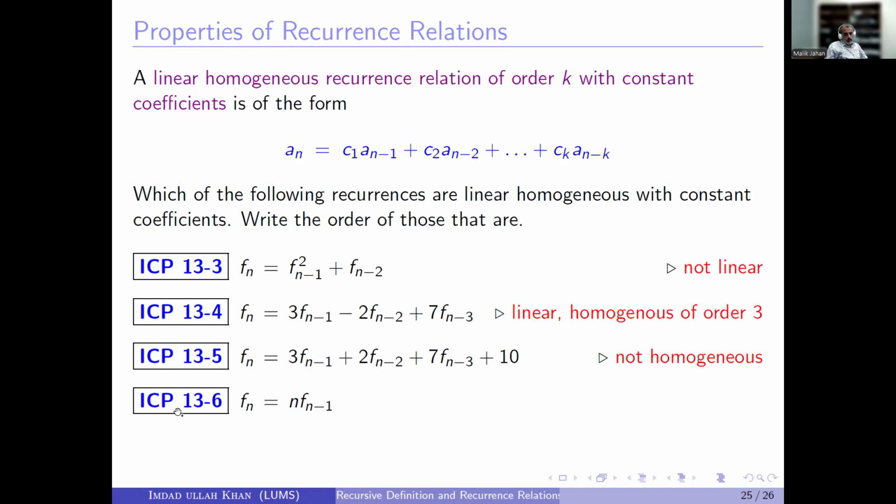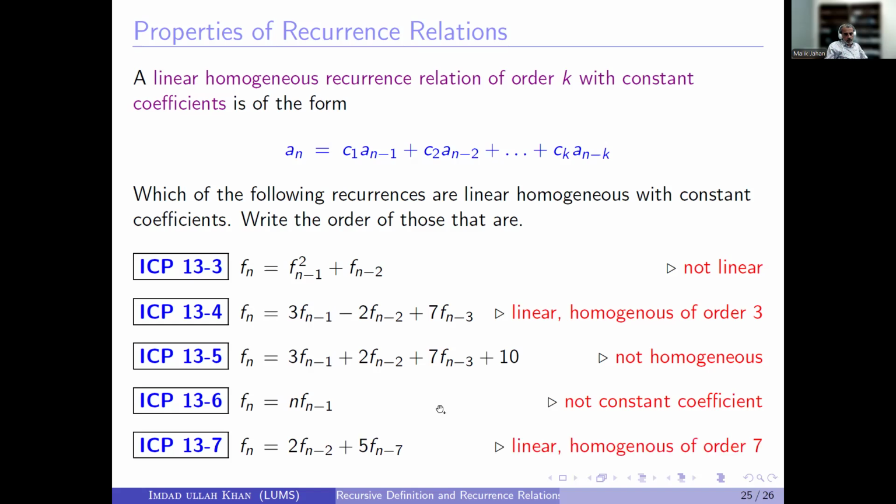What about 13.6? This does not have constant coefficients. The coefficient is n, which is dependent on n itself in terms of fn. What about the last one? It is linear, it is homogeneous, and the order is 7. The reason it is 7 is that in order to compute the term, we need to roll back to 7. So that gives us the order of that recurrence relation.